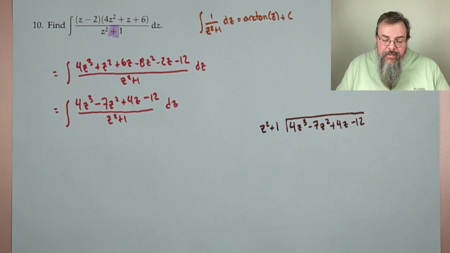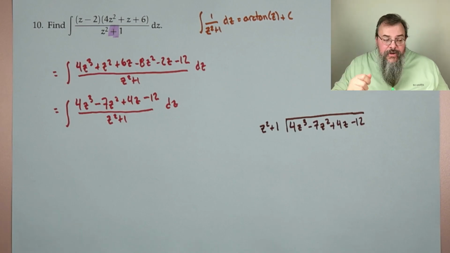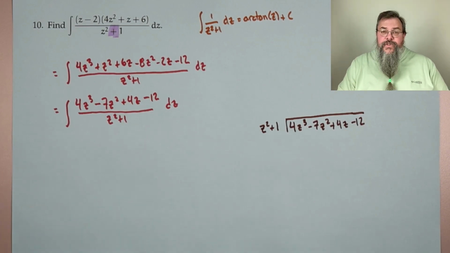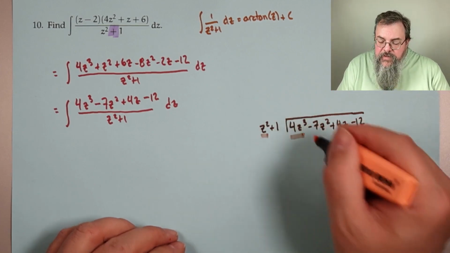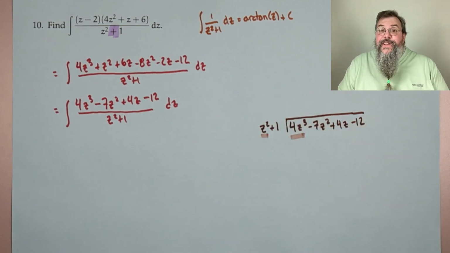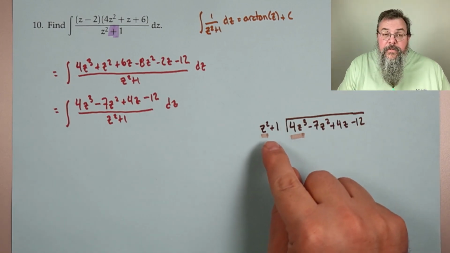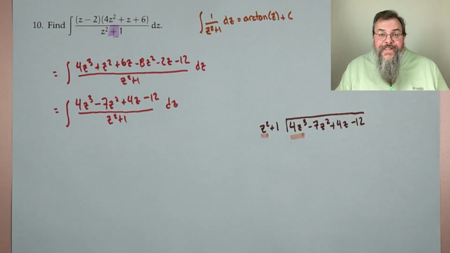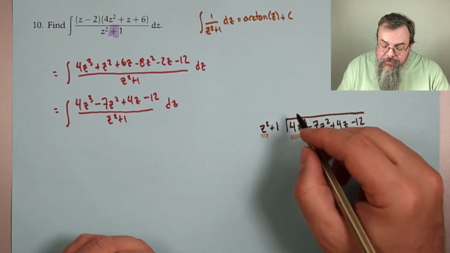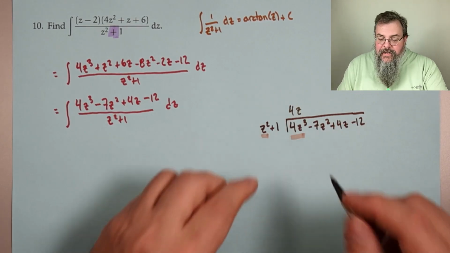Now, here's the great thing about division, is you don't have to think of the whole thing all at once. Focus on a very, very simple question. And you look at your leading powers. So in this case, z squared and 4z cubed. And your very simple question is, what do I need to multiply z squared by to get 4z cubed? That's not a bad question. What's the answer? 4z. Okay, great. We write it down. 4z.